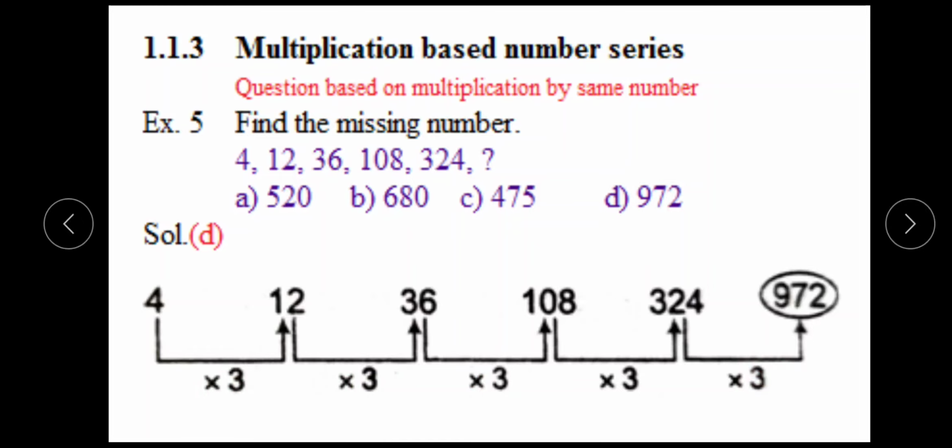If we multiply the first number by 3, the second term is also multiplied by 3, the third term is also multiplied by 3, the fourth is also multiplied by 3, and the fifth is also multiplied by 3. That time we can get this: 4 multiplied by 3 is 12. 12 multiplied by 3 is 36. 36 multiplied by 3 is 108. 108 multiplied by 3 is 324. It means 324 will also be multiplied by 3, and that time we will get 972.